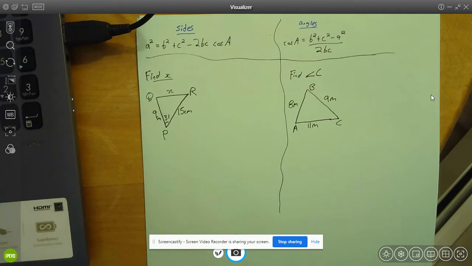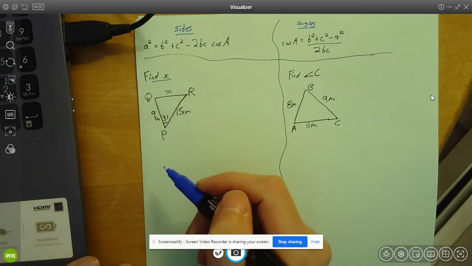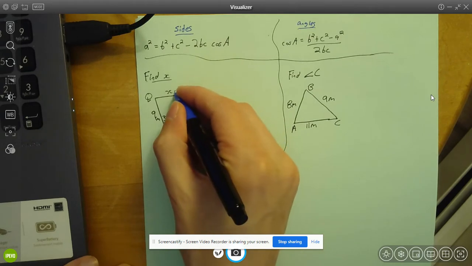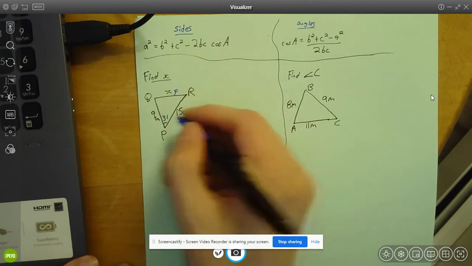Again, can I use SOHCAHTOA? In this case, no. I don't have a right angle triangle. I don't know that any of these are 90 degrees. Okay, so if we don't have SOHCAHTOA, we start by labeling our sides. Little p is across from angle capital P, little q and little r.